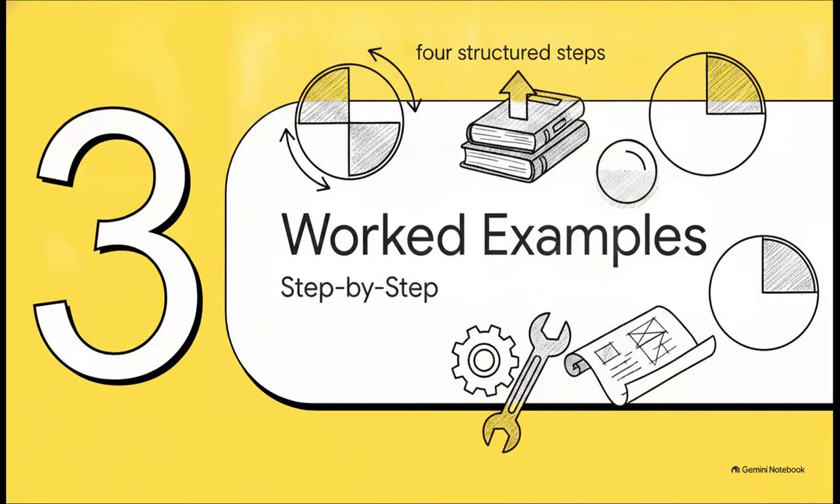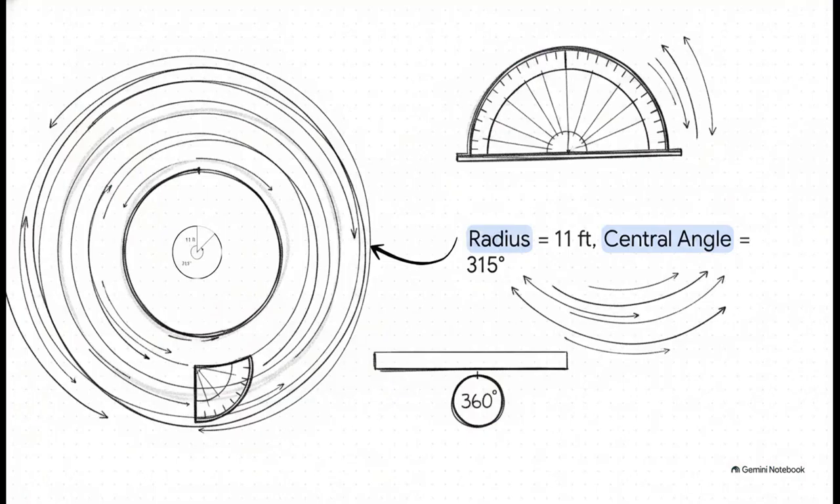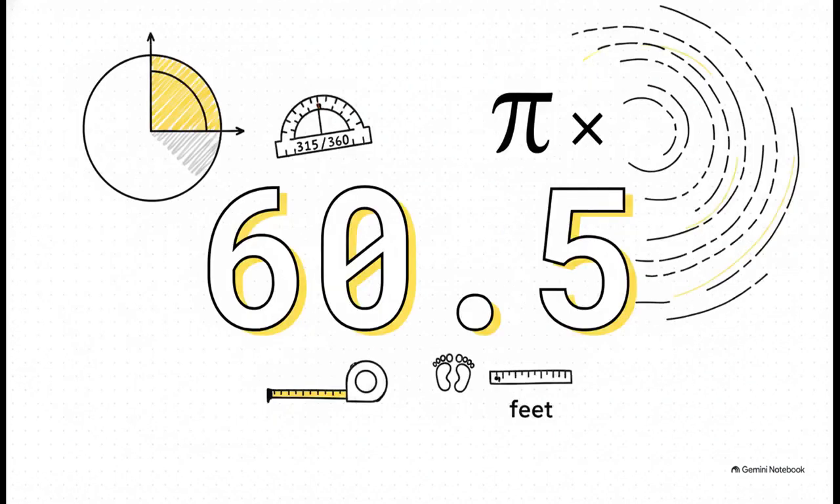Just make sure your final answer uses the right units. Okay, part 3, worked examples. Let's take this step by step. Here we have a classic arc length problem. Step 1, we identify our radius as 11 feet and our central angle as 315 degrees. Step 2, because it's 315 degrees, we immediately know we're going to use our degree formula, which involves setting up that fraction over 360. Step 3, we apply it.